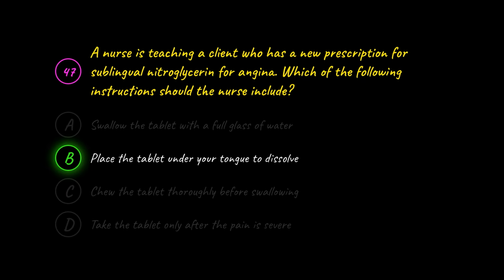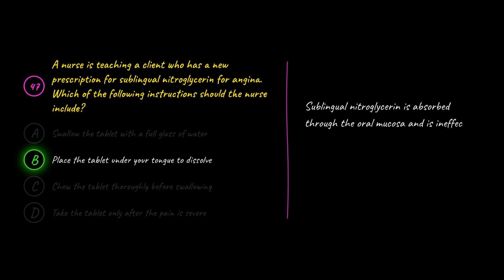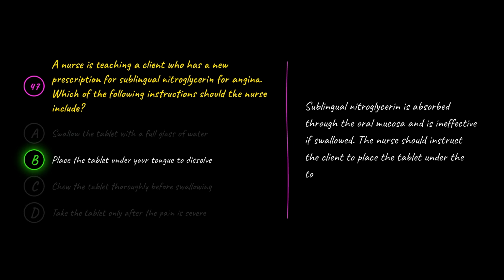The correct answer is B. Place the tablet under your tongue to dissolve. B is correct because sublingual nitroglycerin is absorbed through the oral mucosa and is ineffective if swallowed. The nurse should instruct the client to place the tablet under the tongue and let it dissolve at the first sign of chest pain.